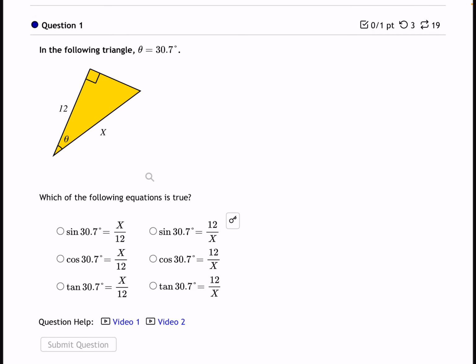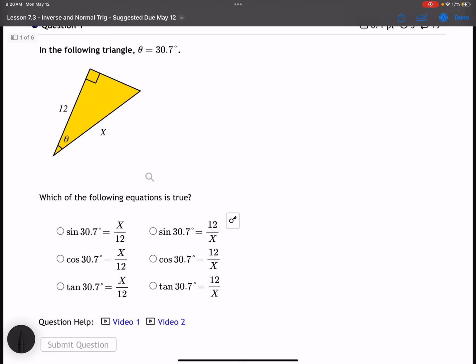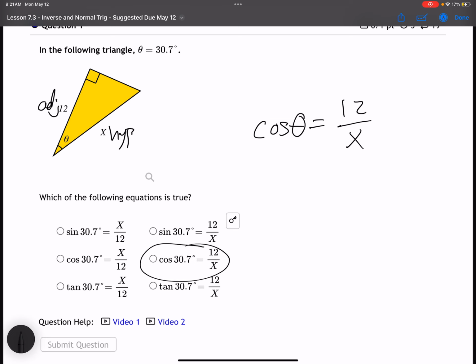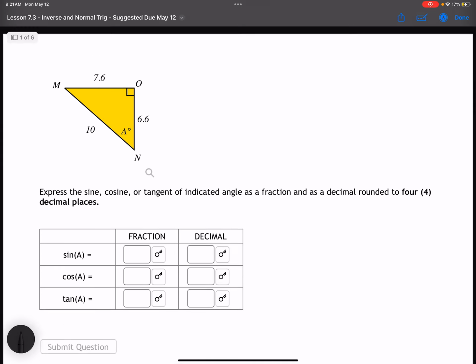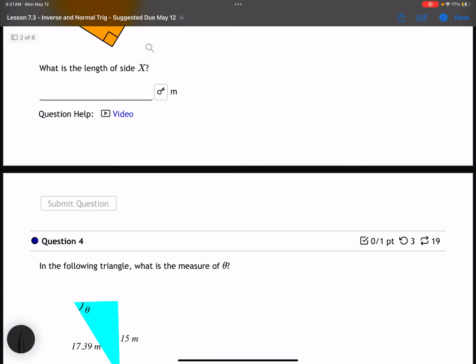So just to start us off, you want to be able to say, okay, this is the hypotenuse, this is the adjacent, and so we do cosine equals not opposite over adjacent, but adjacent over hypotenuse, 12 over x, and be able to pick that equation really quick. Once you can set these equations up, actually solving them for different things is pretty much a breeze.